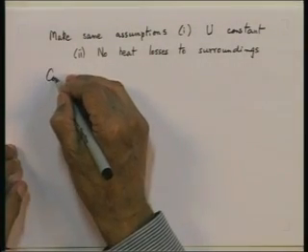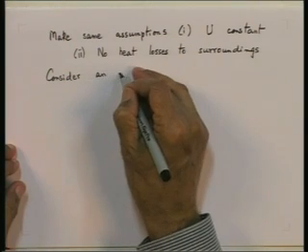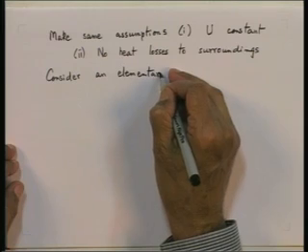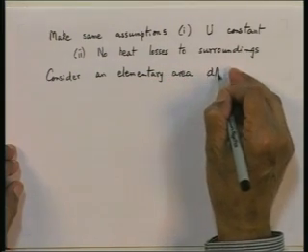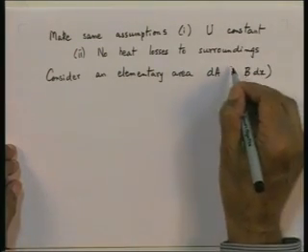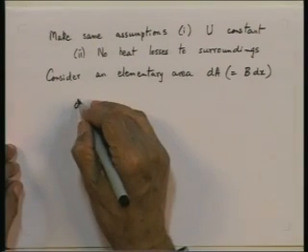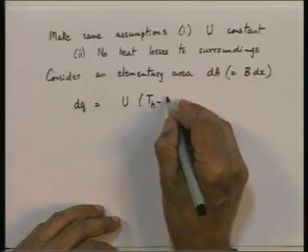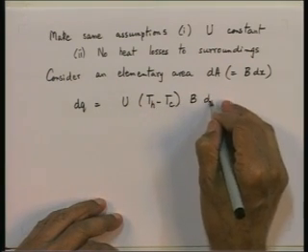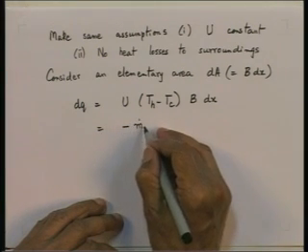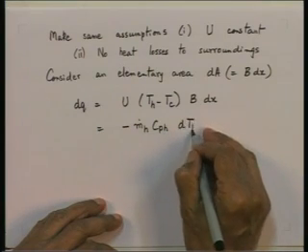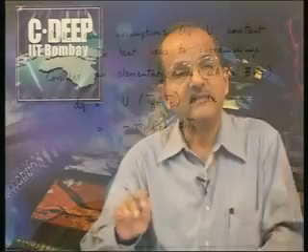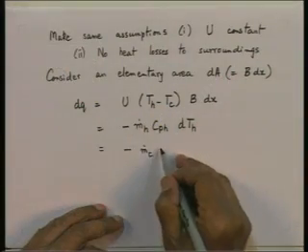Consider again an elementary area dA equal to B dx. dq, the heat transfer rate, proceeding more or less in the same fashion as earlier, dq, the heat transfer rate across dA will be U (Th minus Tc), the temperature difference from the hot side to the cold side, multiplied by P dx, that is equal to minus m dot h Cph dTh. Notice the negative sign is because dTh will be negative in the positive x direction, and that is equal to minus m dot c Cpc into dTc.